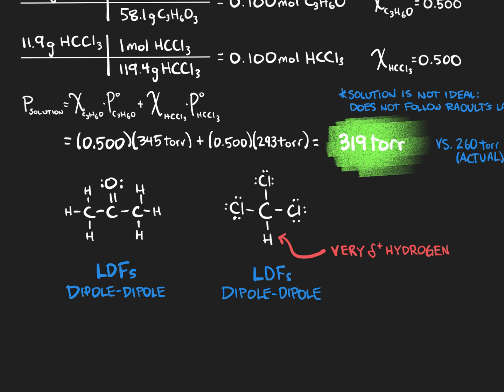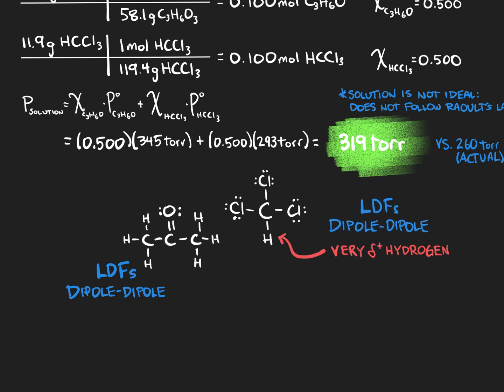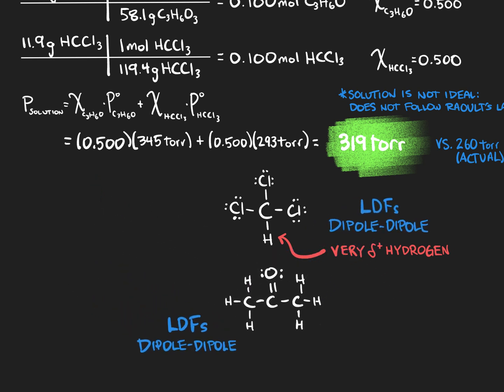As such, we end up with a very partially positive hydrogen on that chloroform molecule. Because there's a strongly partially positive hydrogen there, as well as an oxygen on the acetone molecule as part of that carbonyl group, I would expect an uncommonly strong attractive force between that oxygen and the very partially positive hydrogen. Essentially, we were able to form a hydrogen bond here, even though there was no nitrogen, oxygen, or fluorine present on the chloroform molecules.